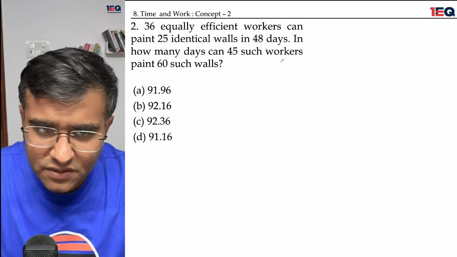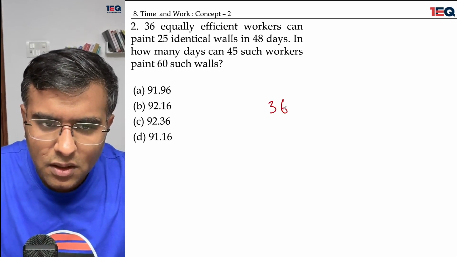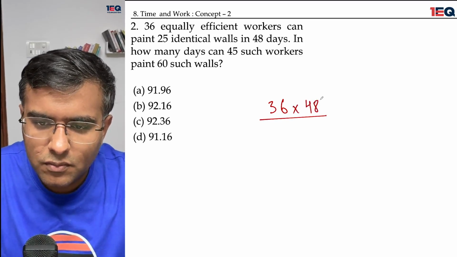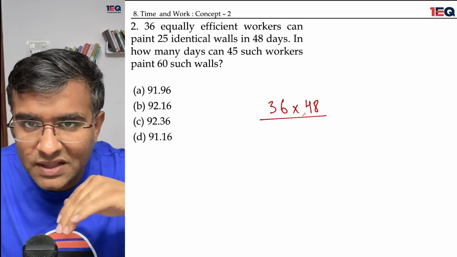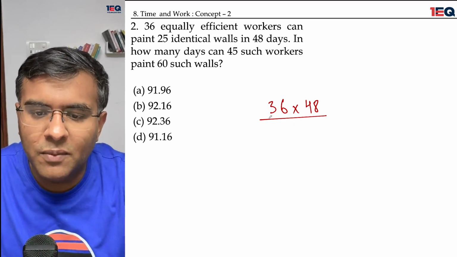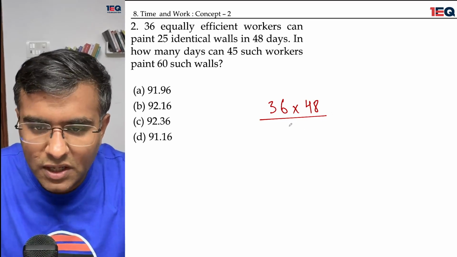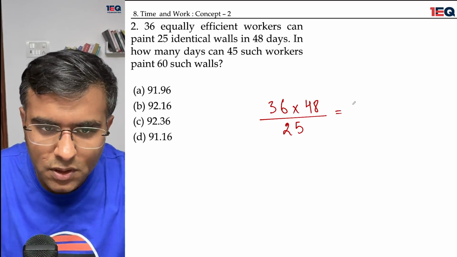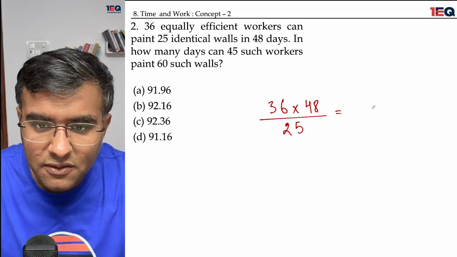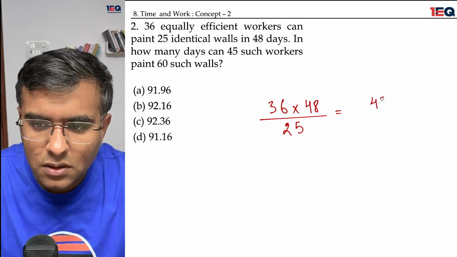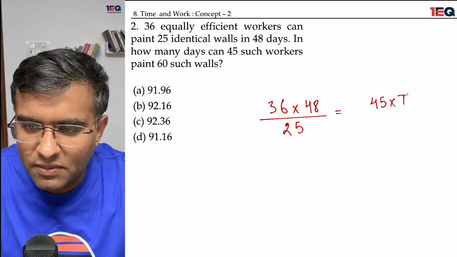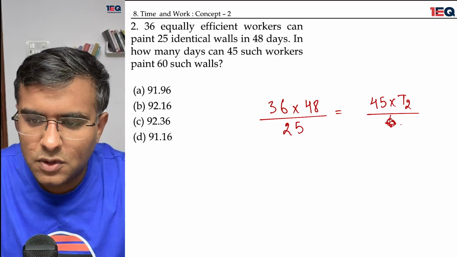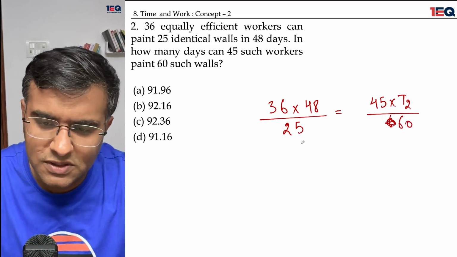36 equally efficient workers can paint 25 identical walls in 48 days. I'll first find out the answer for you and then teach you the method which I have taken. Okay. So 36 multiplied by 48 and the output is 25 identical walls. In how many days can 45 such workers multiplied by time 2 whole divided by 60 such walls? Okay. I'm going to write it again, 60 such walls.